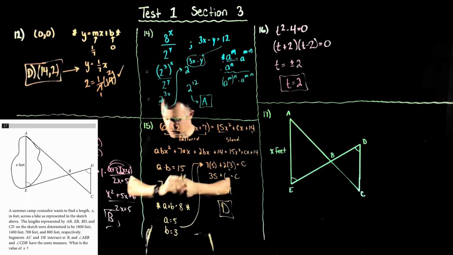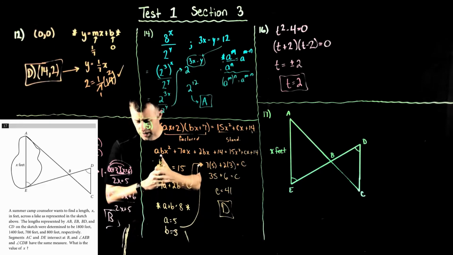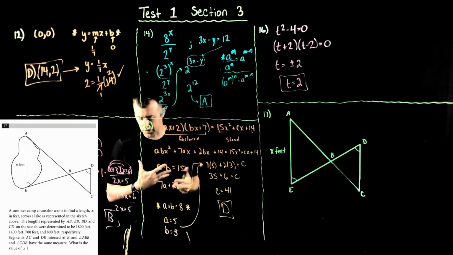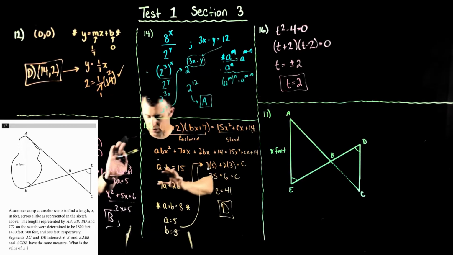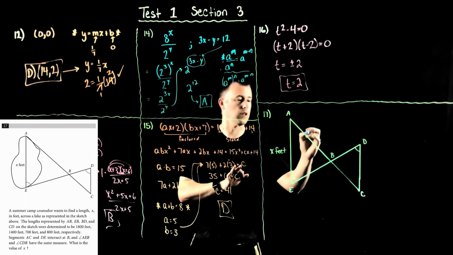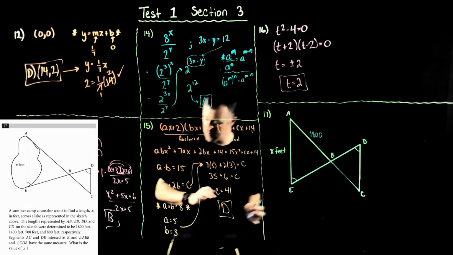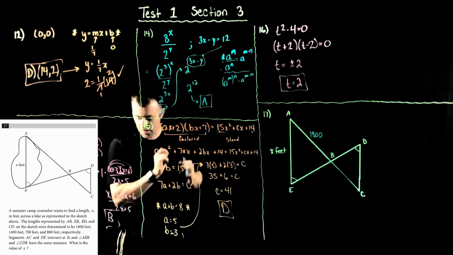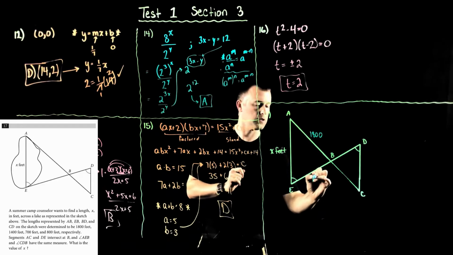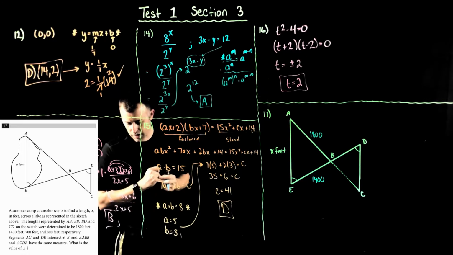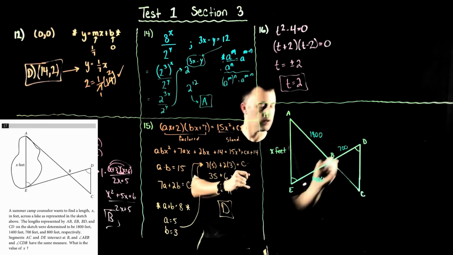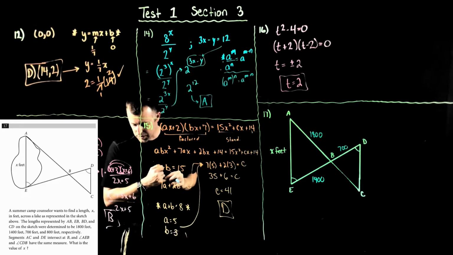So in this case, they give me this picture, and they're saying the lengths represented by AB, EB, BD, and CD, sorry, so that's what the lengths are represented by on the sketch, are determined to be 1,800 feet. So they're telling me the length for AB is 1,800. So I'm going to go 1,800 for AB. The length for EB is going to be 1,400. Next up, we have BD is 700. And finally, we have CD is 800.